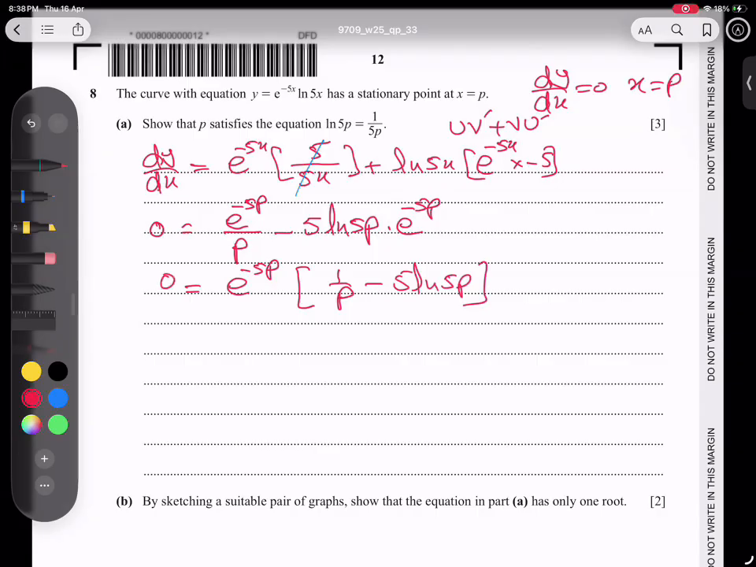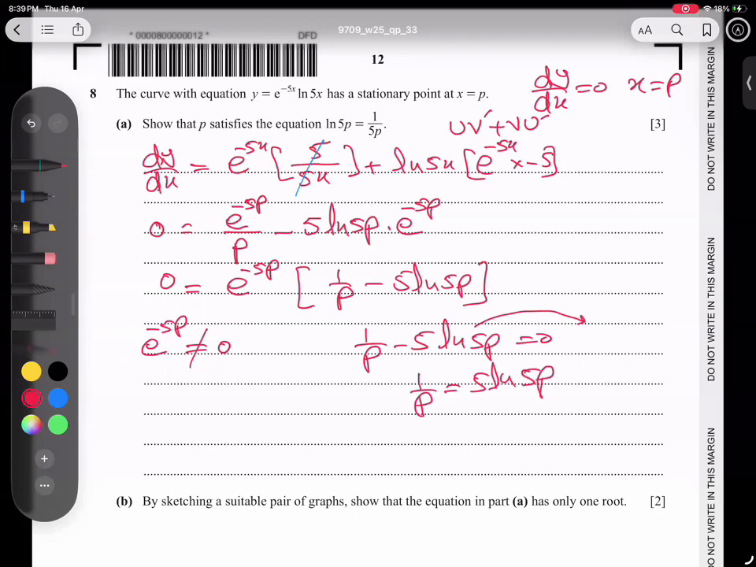So this equals 0. Either this part equals 0 or this complete part equals 0. First, e to power negative 5p equals 0 is not possible. Why not possible? If I want to bring the power down, I will take log of both sides, and log of 0 is infinity. That is why it's not possible. So the second part is possible: I will bring this completely to the other side. So 1 by p equals 5 log of 5p.